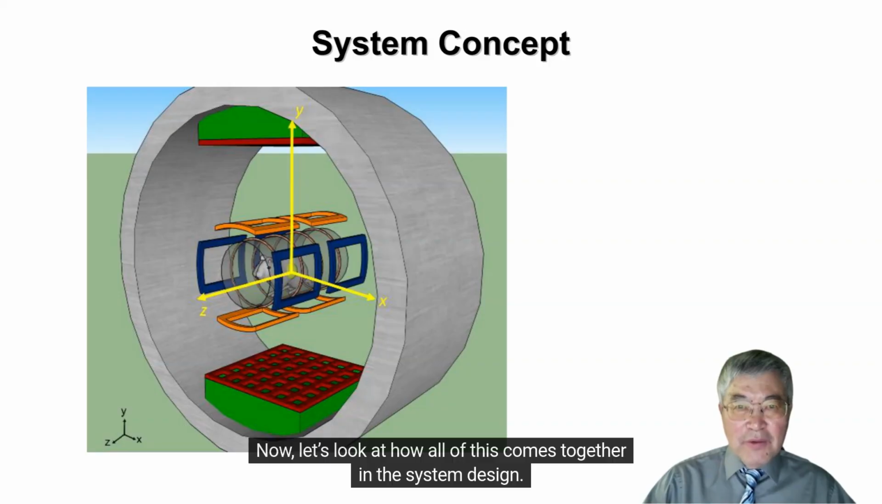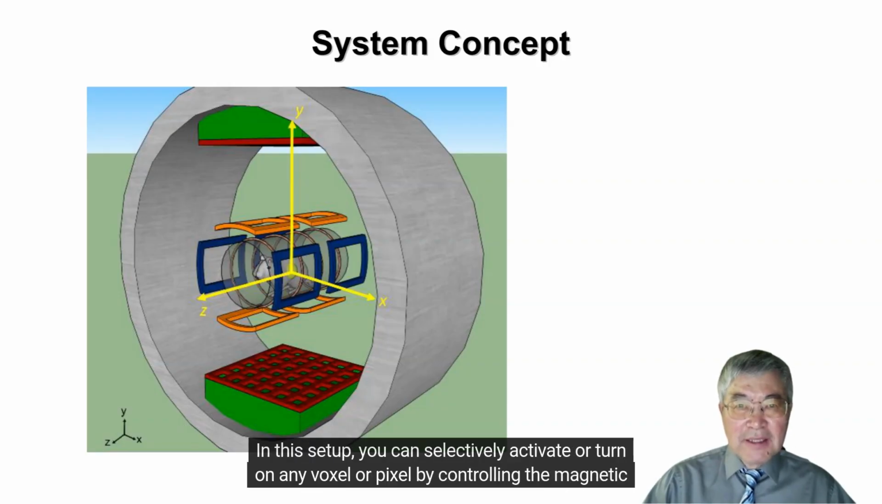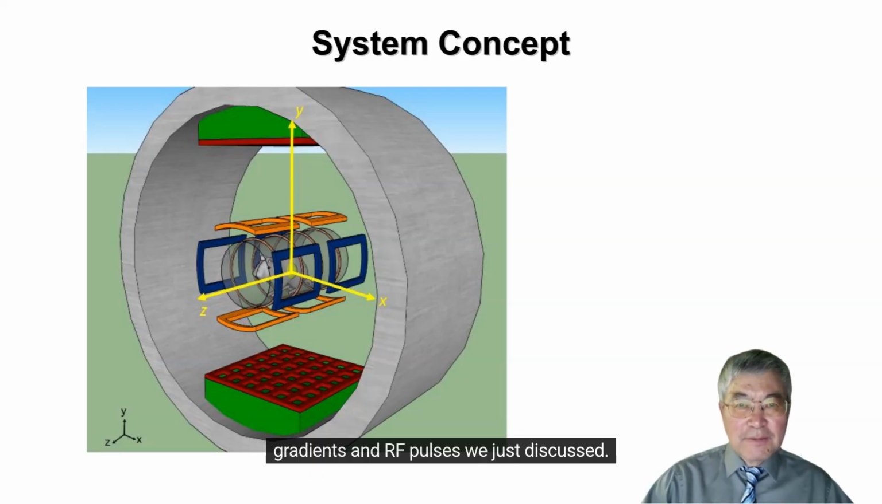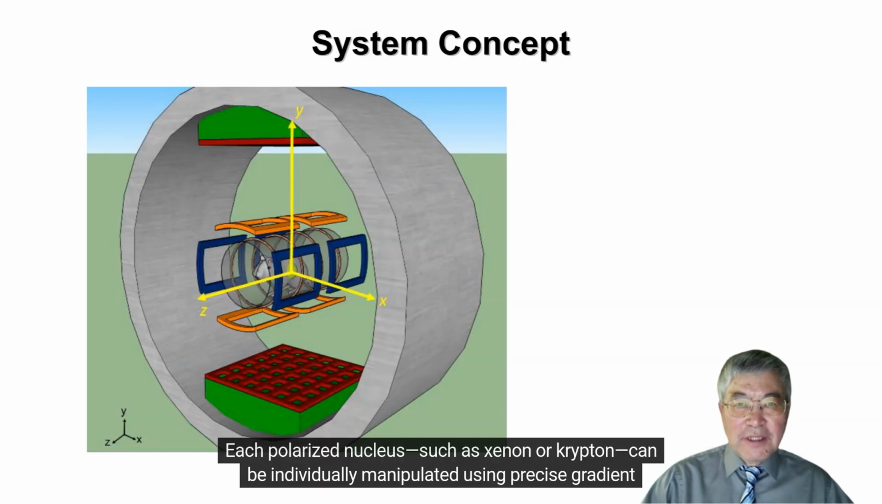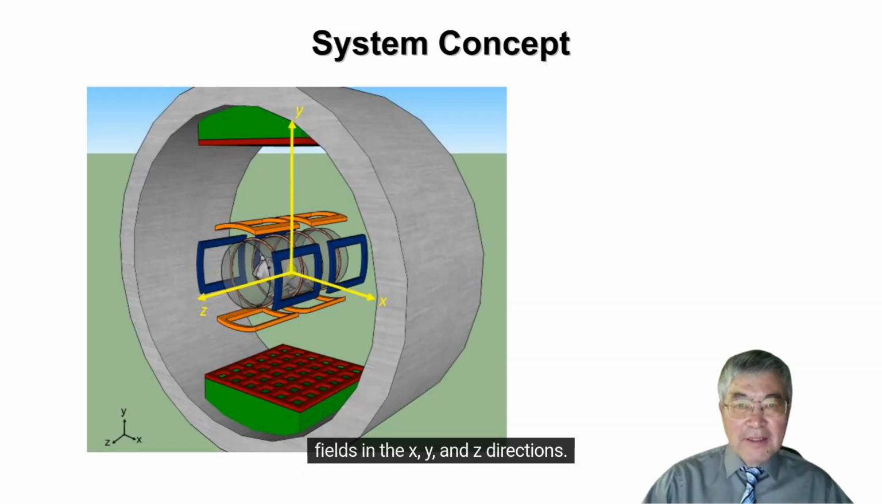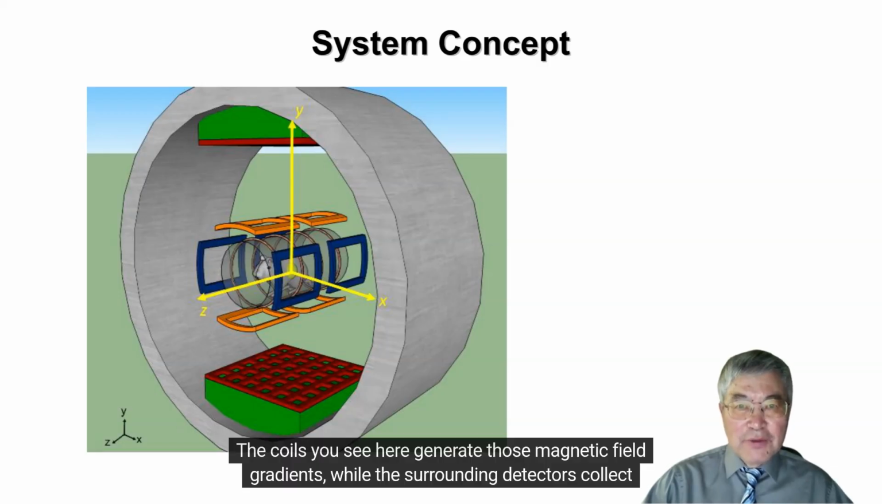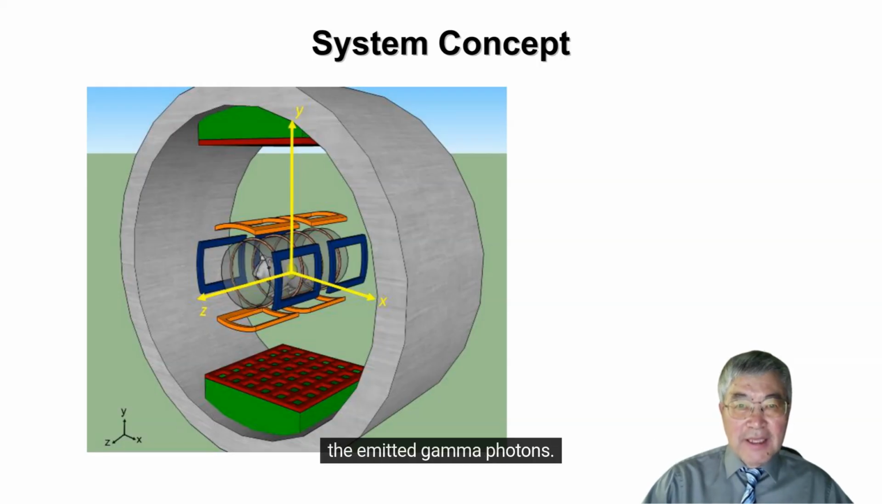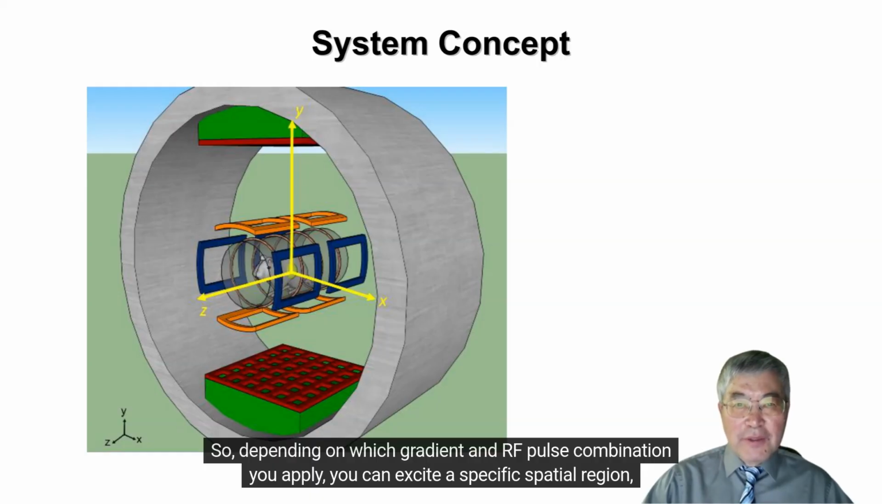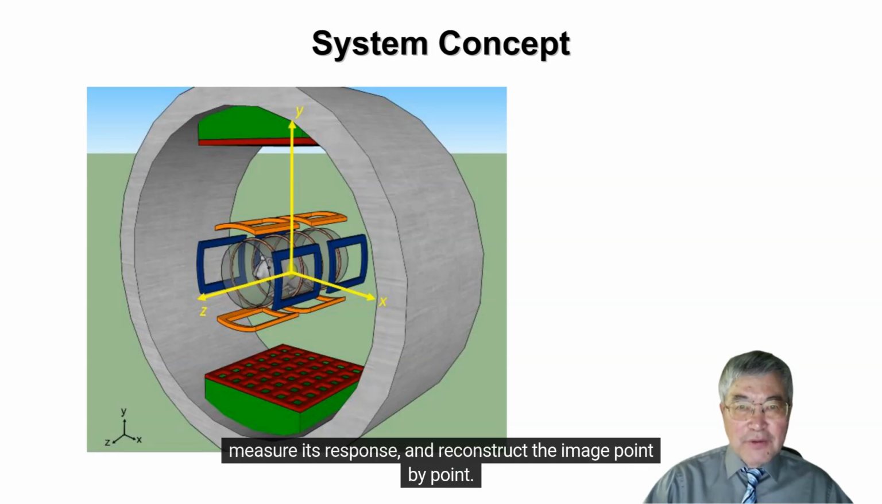Now let's look at how all of this comes together in the system design. In this setup, you can selectively activate or turn on any voxel or pixel by controlling the magnetic gradients and RF pulses we just discussed. Each polarized nucleus, such as xenon or krypton, can be individually manipulated using precise gradient fields in the X, Y, and Z directions. The coils you see here generate those magnetic field gradients, while the surrounding detectors collect the emitted gamma photons. So, depending on which gradient and RF pulse combination you apply, you can excite a specific spatial region, measure its response, and reconstruct the image point by point.